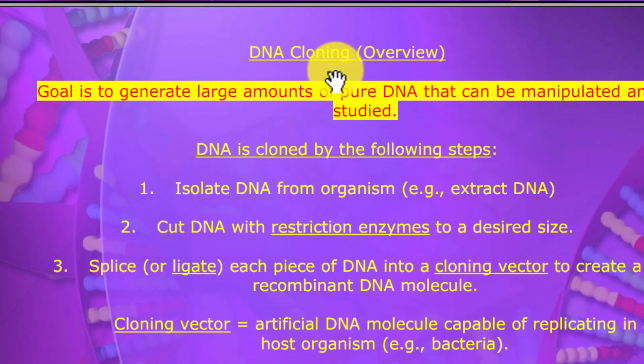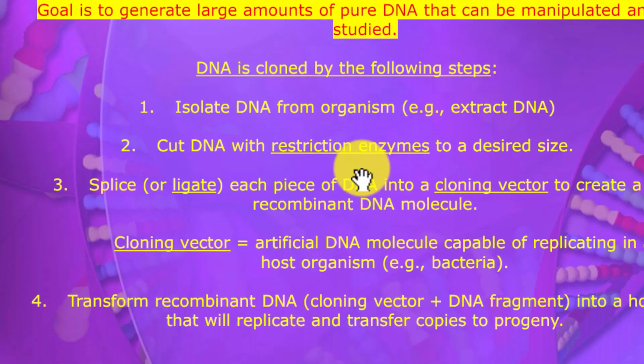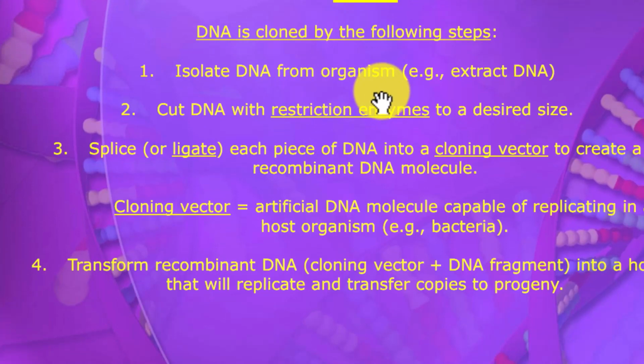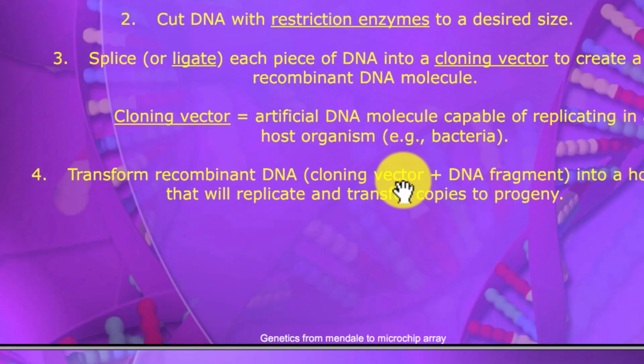DNA cloning overview. The goal is to generate a large amount of pure DNA that can be manipulated and studied. DNA is cloned by the following steps: isolate DNA from the organism, extract DNA, cut DNA with restriction enzyme to a desired size, splice or ligate each piece of DNA into a cloning vector to create a recombinant DNA molecule.